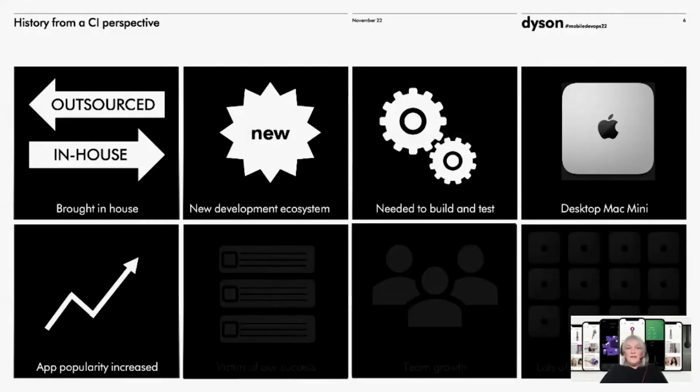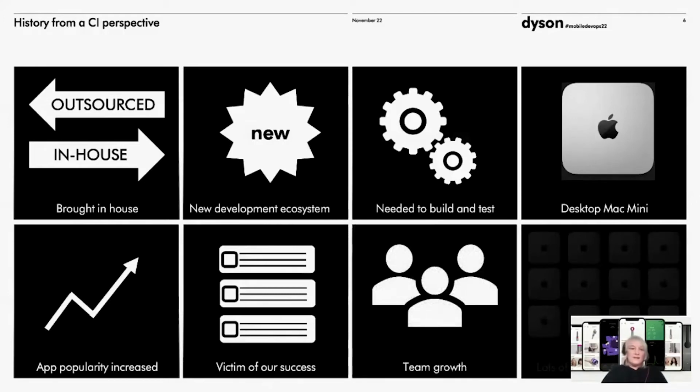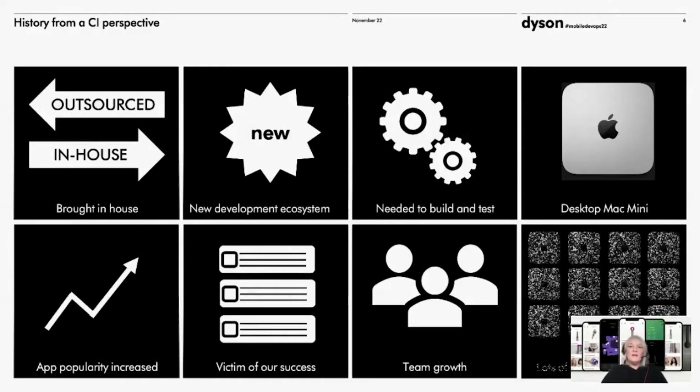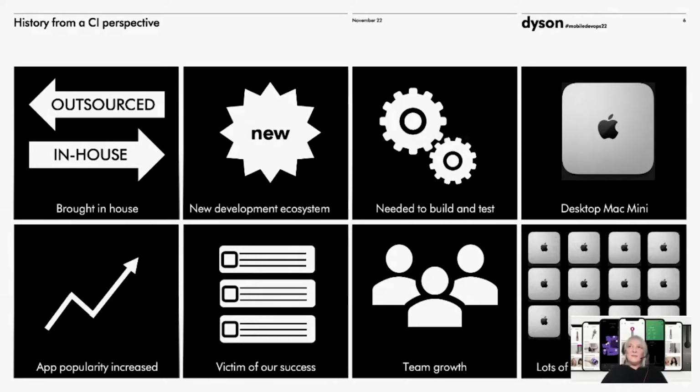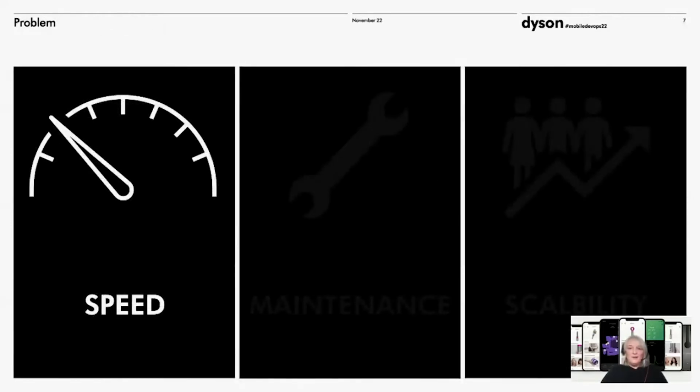So the app popularity increased. The popularity increased with our customers and with our internal stakeholders. And we started to generate quite a big backlog of work. So our team had to grow. And as our team grew, the demand on the CI started to increase. And what did we do? Well, we didn't really have a budget and we didn't have a DevOps team. So we bought some more Mac Minis. We even bought some Mac Pros. So we basically ended up with lots of CI machines on desks. So this was a bit of a problem, as you can imagine.